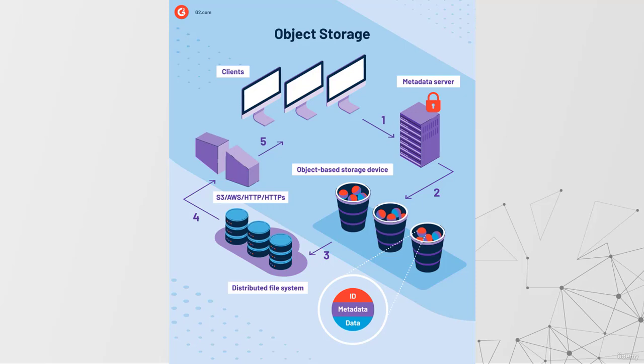Now also, object storage can spread data across multiple devices and even across multiple geographic locations for scalability, redundancy, and fault tolerance. So this distribution ensures that data remains accessible even if one or more devices fail.